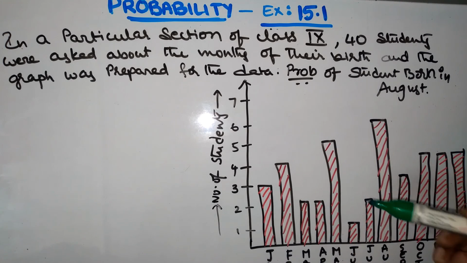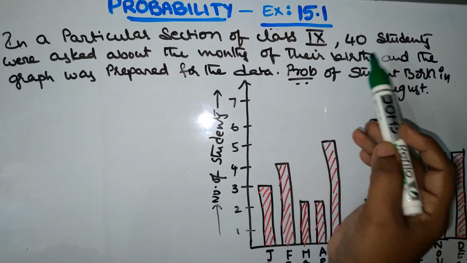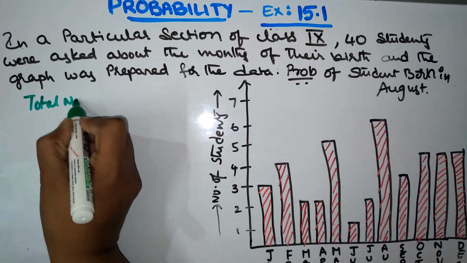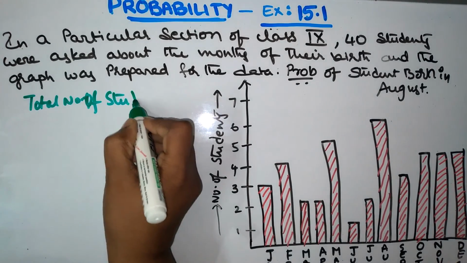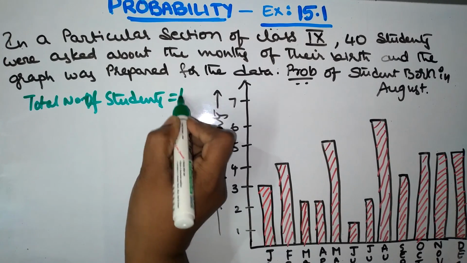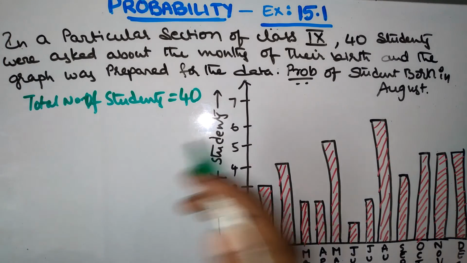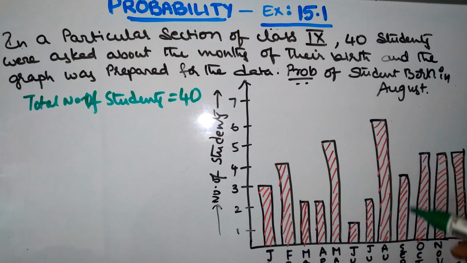Okay, so what is the given data here? The total number of students is given. Let us write it down. Total number of students, that is equals to 40. And we need to find the probability of a student born in August.